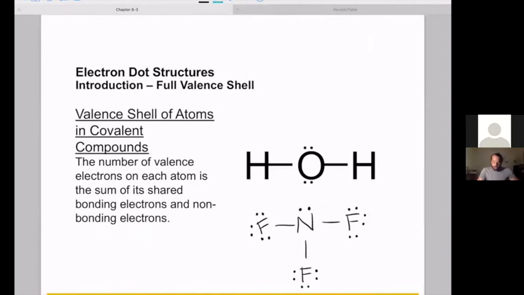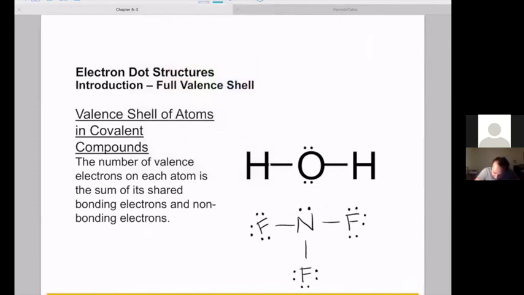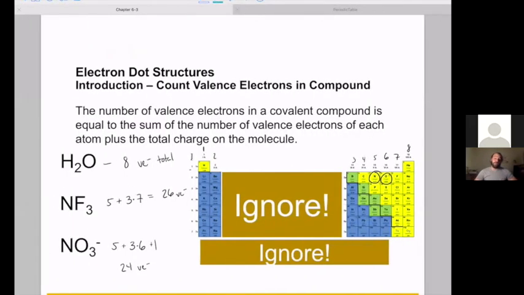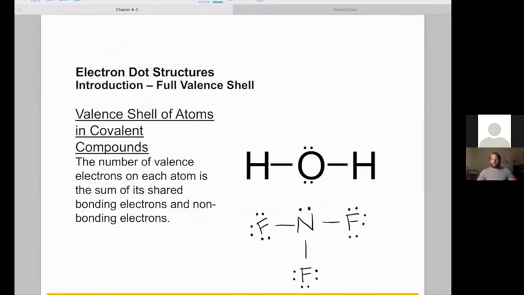All right, so let's go ahead and convince ourselves of 2 things here. One, let's practice counting valence electrons within the structure, right? For both of these, we knew based on the formula how many it should have. Let's make sure that when we look at these structures, we can convince ourselves that that's the case, okay? We kind of just did it for water, so let's focus on the nitrogen trifluoride here.